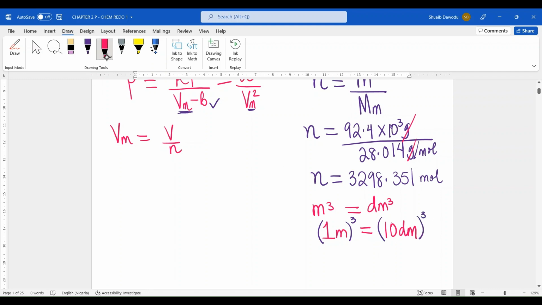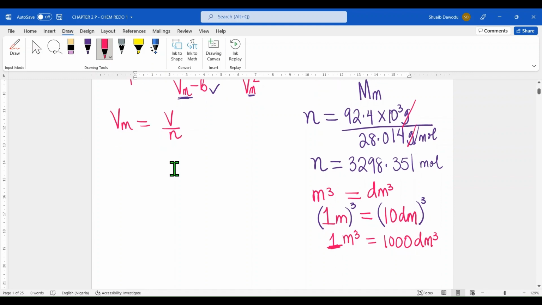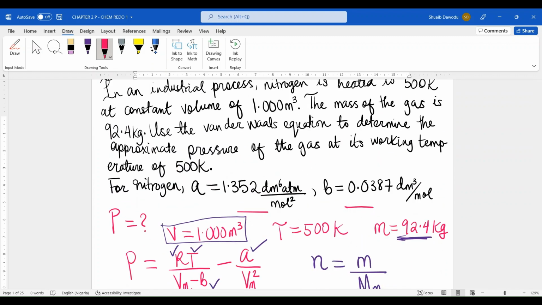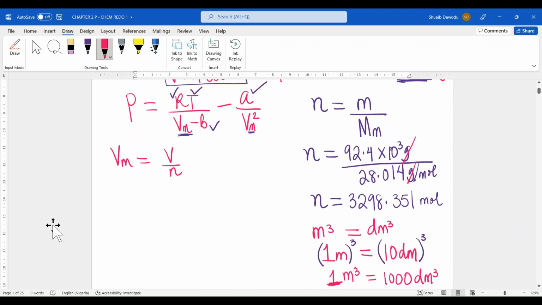So you cube it here, so you end up with 1 meter all cube, which is the same thing as 1 times 1 times 1, that's 1 meter times meter times meter, that's meter cube. And then 10 decimeter all cube is the same thing as 10 times 10 times 10, which is just 1,000 decimeter times decimeter times decimeter, decimeter cube. So that is basically it. We've done the proper conversion. So what we end up having here is just simply 1,000 decimeter cube.